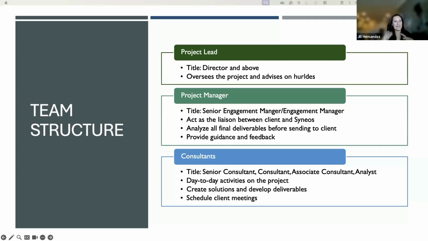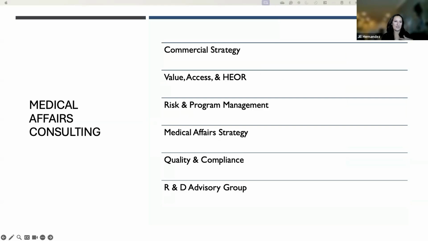These are more of your day-to-day worker bees, and there's a variety. The entry level is an analyst, and then you can move up to an associate consultant and a senior consultant, which is what I am. Even though I'm an RSL, I'm considered a senior consultant. Day-to-day activities on the project, working with them and doing the deliverables and scheduling all the meetings. Generally, the higher up you go, the more focused you are on firm building, which is essentially bringing in business.